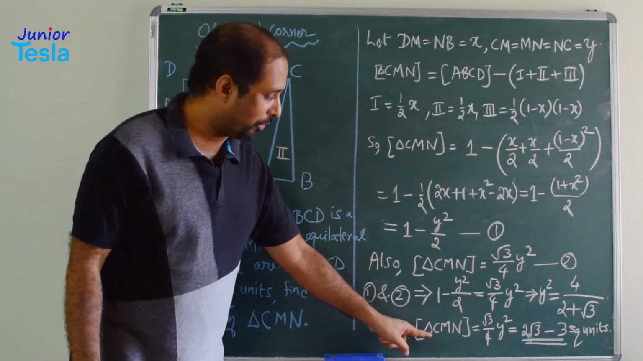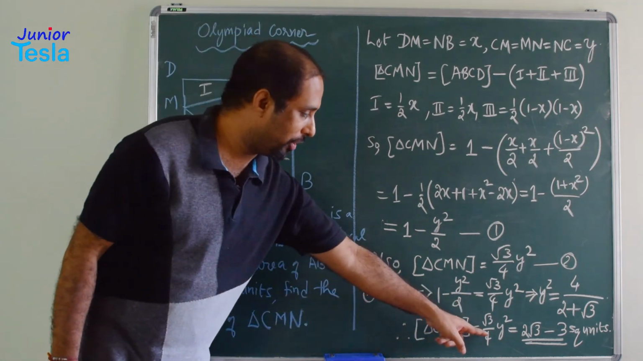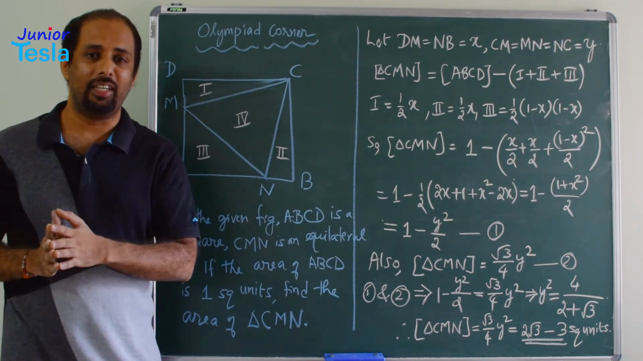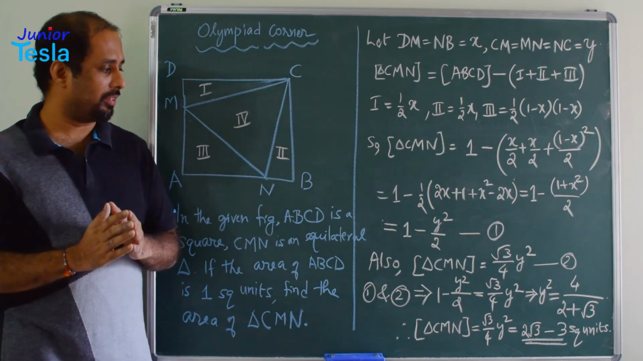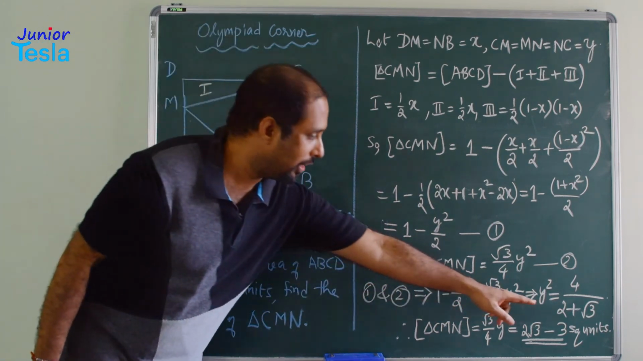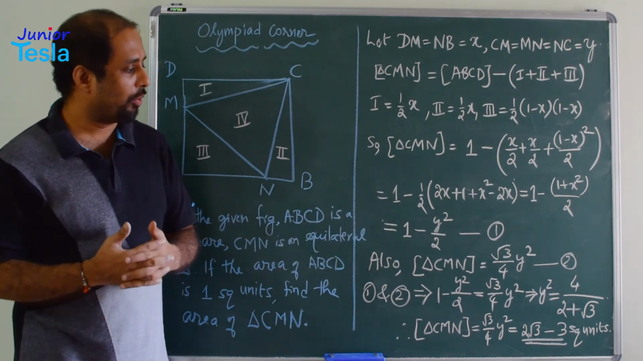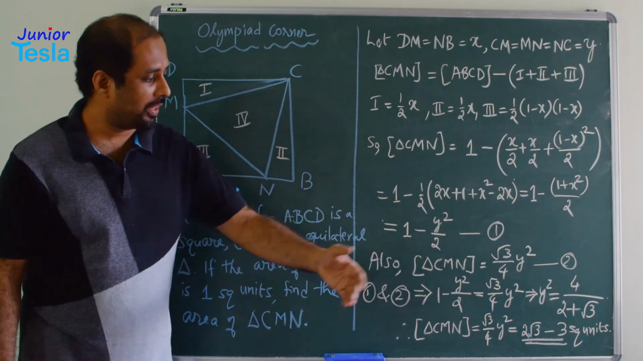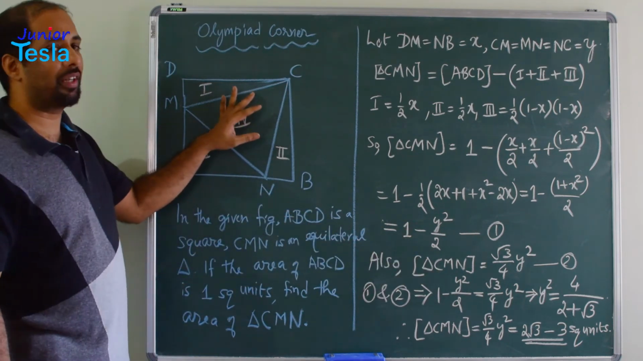And all those simplifications can be done. So, therefore, the area of triangle CMN is root 3 by 4 into y square, which is equal to 2 root 3 minus 3 square units. We have just substituted this value in this expression, and 4 and 4 got cancelled. So, it will be root 3 divided by 2 plus root 3, which is equal to 2 root 3 minus 3. That is the area of this particular triangle.